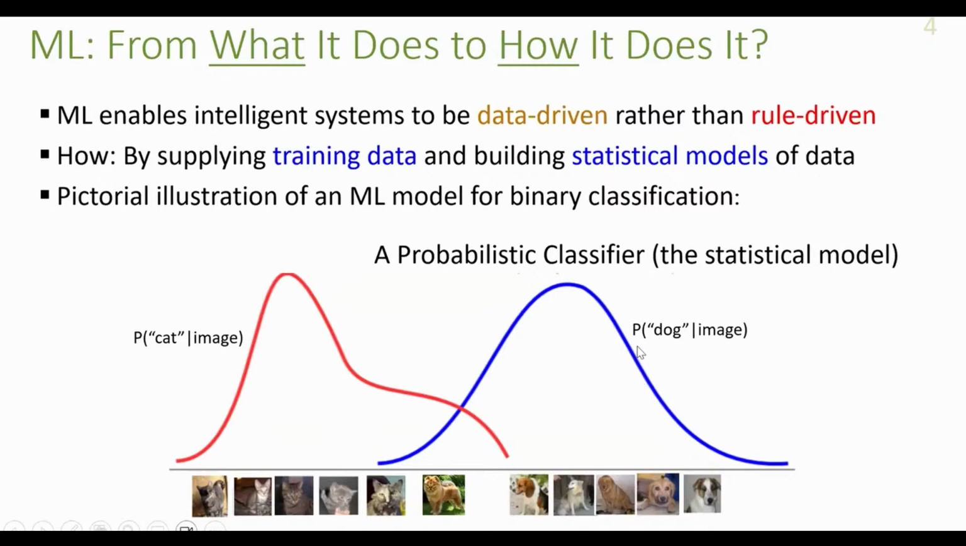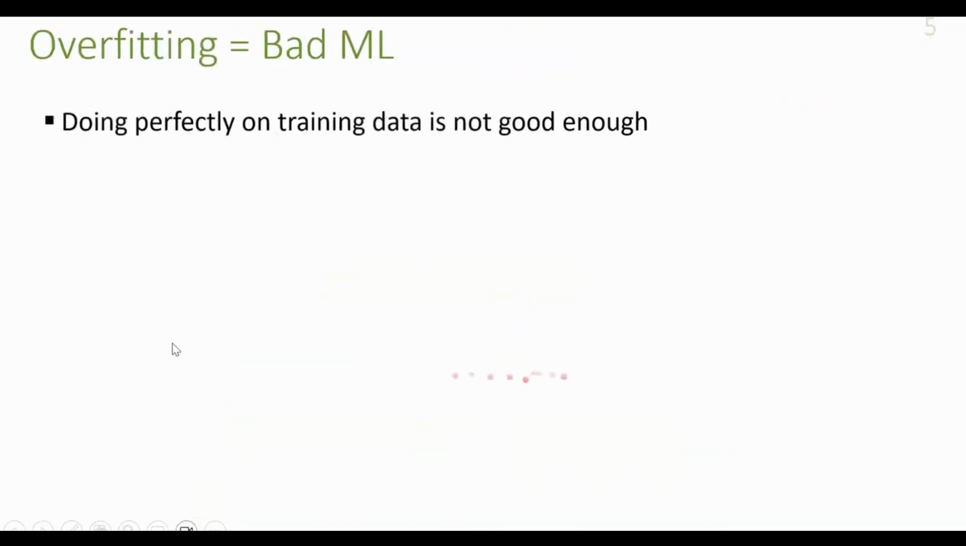So what is this blue distribution? It will give you the dog probability for any given image. Given any image, what is the probability that the image belongs to the dog class? And this red distribution will give you the probability for the cat class, right? Yes.